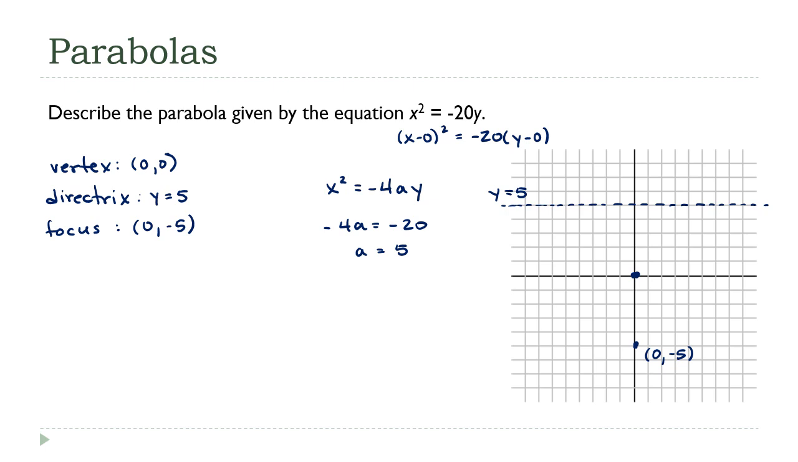One other thing we could throw in here. What's the axis of symmetry? Remember, the axis of symmetry is a line that goes through the vertex and the focus. So that would be this line here. That's the y-axis. So the axis of symmetry would be x equals 0. And based on this information, I can sketch my parabola. It's going to go through this vertex. It's going to open down. It's going to look something like that.